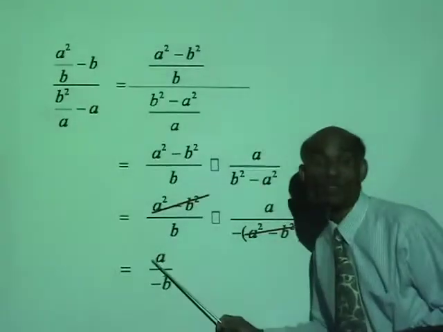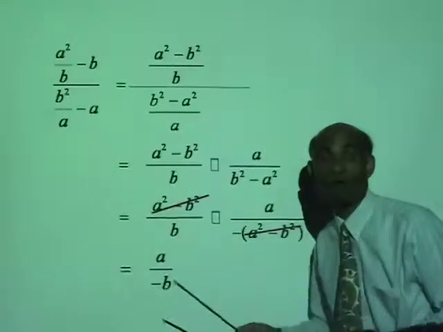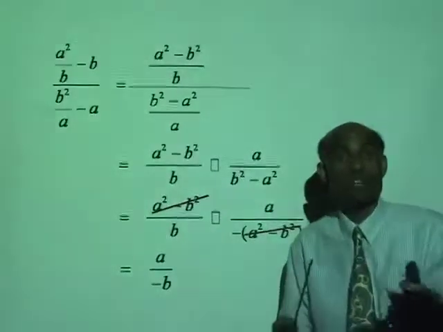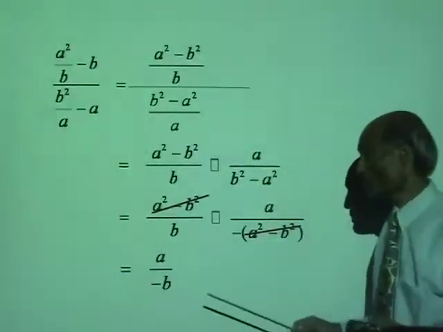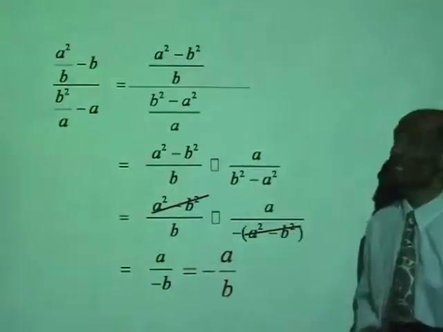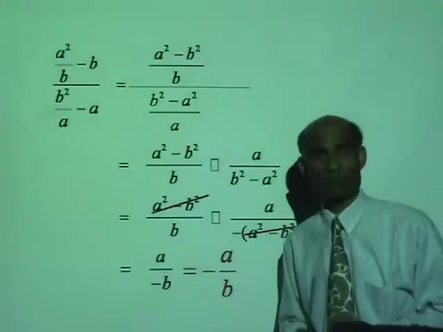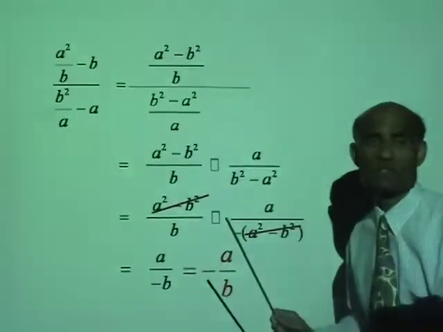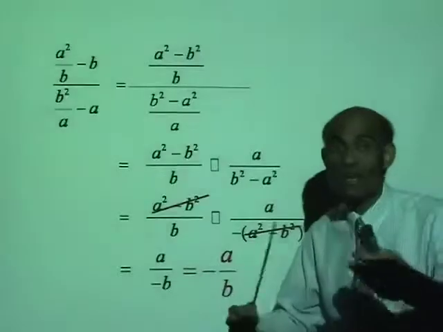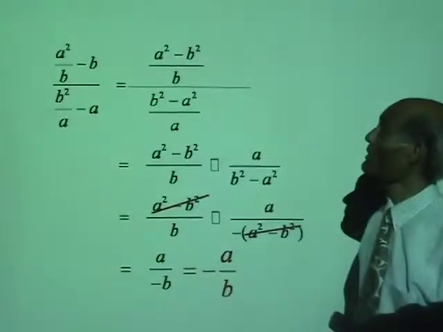Well, the numerator is positive, the denominator is negative. That will make the whole fraction negative. So we will write the answer as negative a over b is the answer. Alright? I hope you liked the way we did this. And I hope you can do one like this on your own. Okay? Let's try another one.